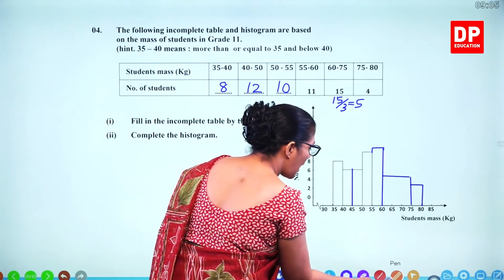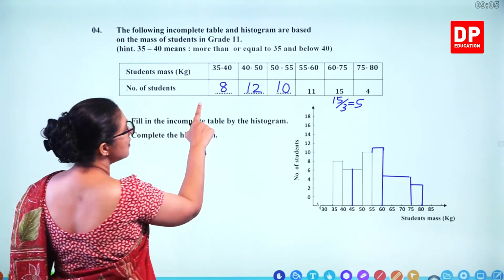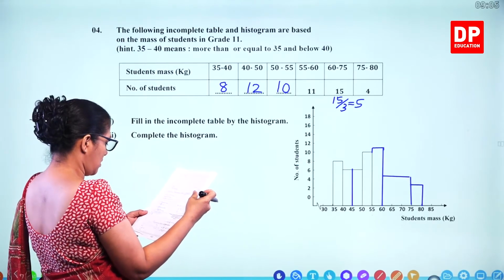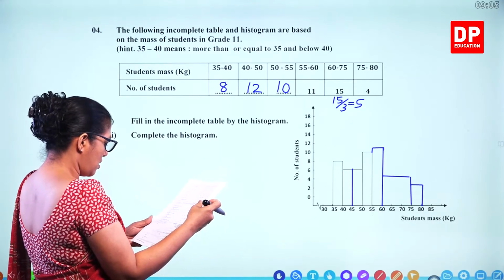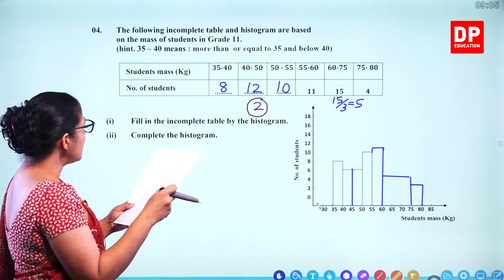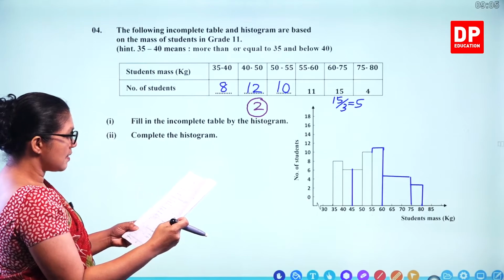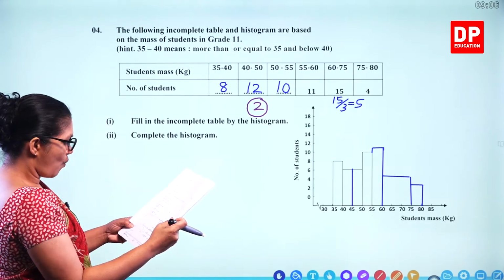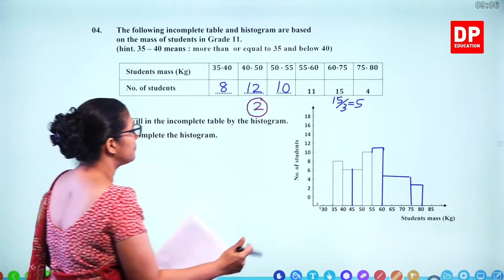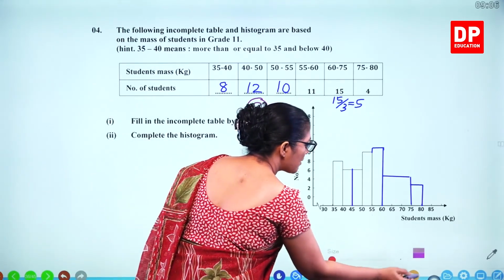So how many marks can we give for this? We'll give 2 marks each. So 8, 12 and 10. So we'll give 2 marks. And for the histogram, so we did 6 and here 3 bars, 4. So we'll give 3 marks. So 5 marks for that. Next one.